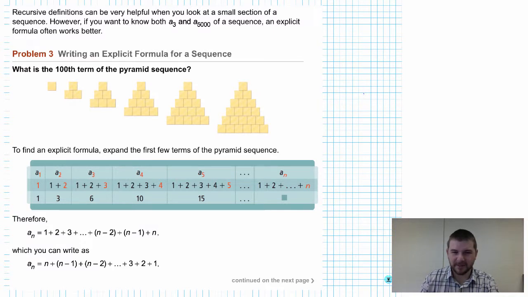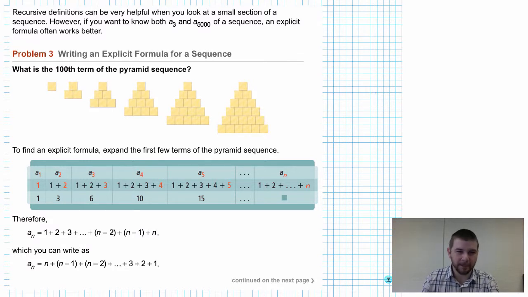First, we should expand the first few terms of the pyramid sequence. So take a look at the table. We see a sub 1. Remember, that will be the first term in our sequence. We know that's 1. There's 1 square in that pyramid. And 1 down below still equals 1. The expression was not as interesting as some of these expressions.